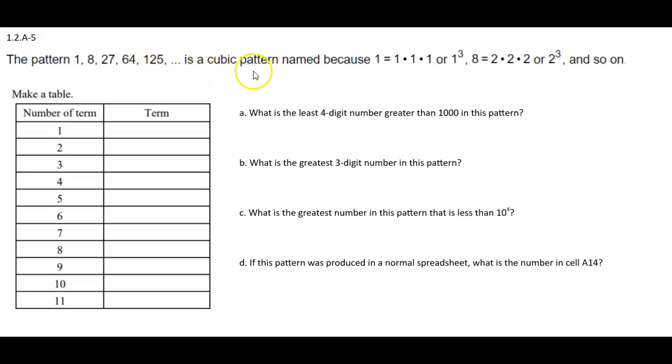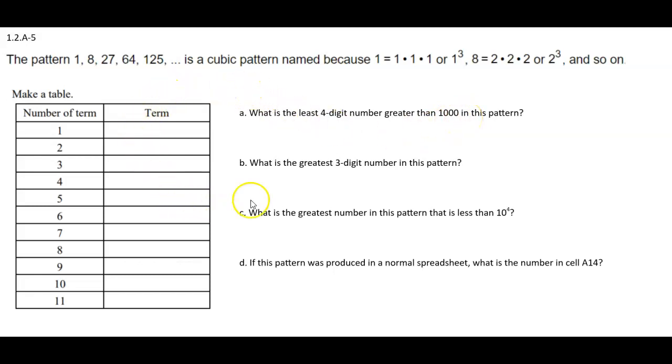1, 8, 27, 64, 125 is a cubic pattern named because 1, which is equal to 1 times 1 times 1, or 1 to the third power, and 8 is equal to 2 times 2 times 2, or 2 to the third power, and so on. Now, what we want to do is, it says in part A, what is the least 4-digit number greater than 1,000 in this pattern?